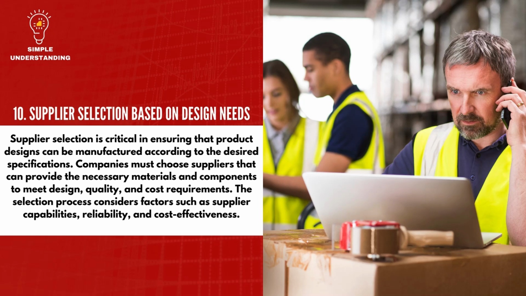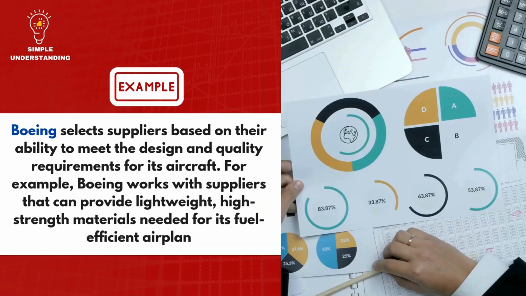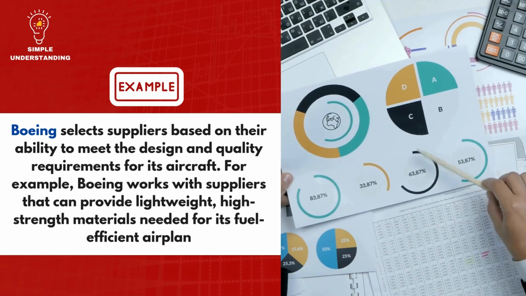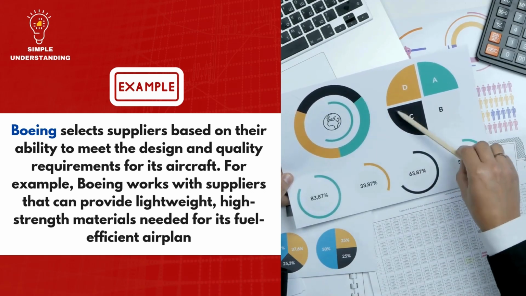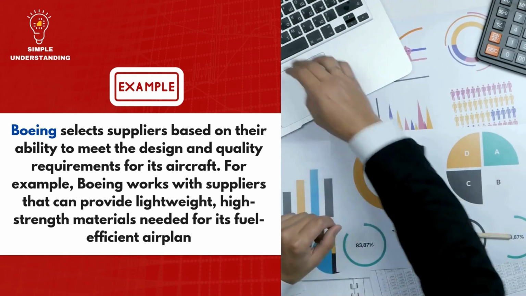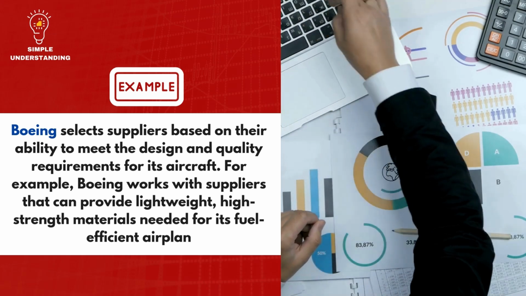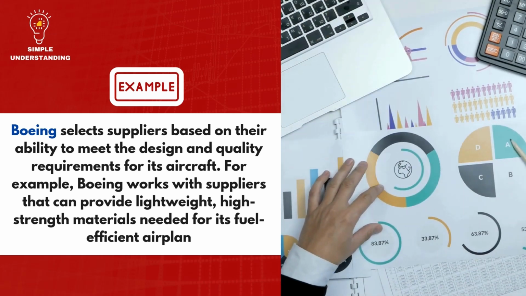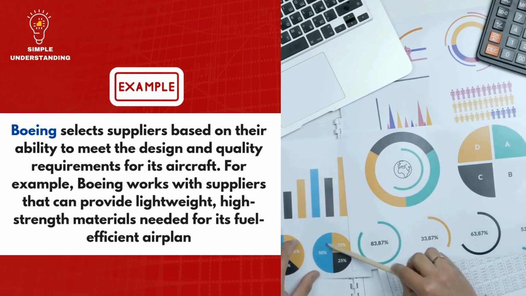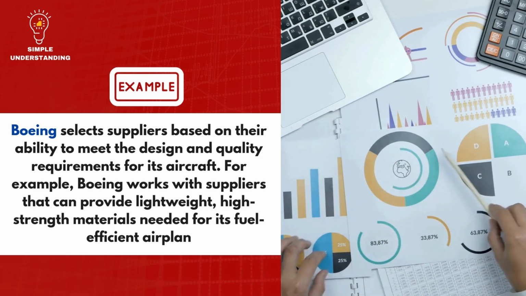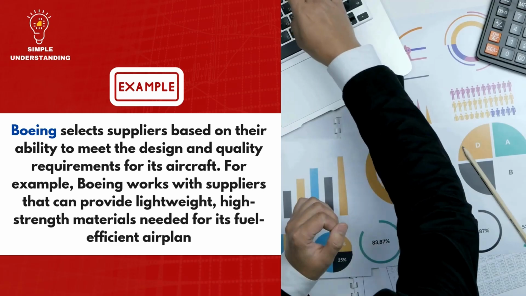The selection process considers factors such as supplier capabilities, reliability, and cost-effectiveness. Real company example. Boeing selects suppliers based on their ability to meet the design and quality requirements for its aircraft. For example, Boeing works with suppliers that can provide lightweight, high-strength materials needed for its fuel-efficient airplanes.